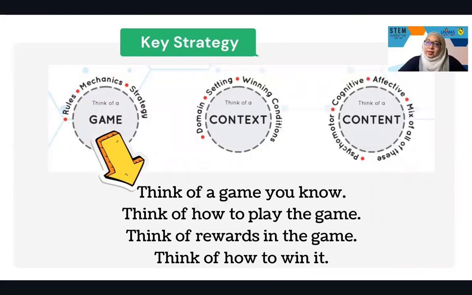First, you need to identify the game that you would like to play. Think of the game that you know, yeah, you're familiar with. Find out if there are games that perhaps you wanna learn the mechanics, yeah, and then think about how it is played. Yeah, think about the rewards in the game. What kind of rewards do people get when they play the game? And think about how to win it. Yeah, so these are the things of what we call game mechanics. Yeah, how the game works.